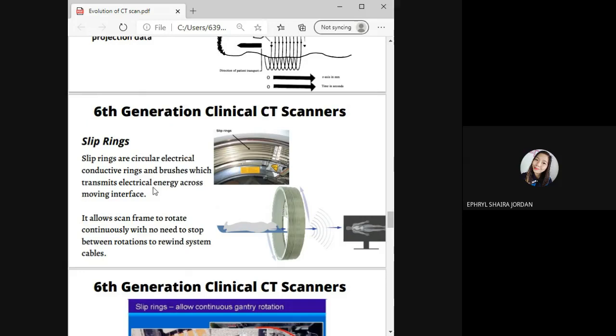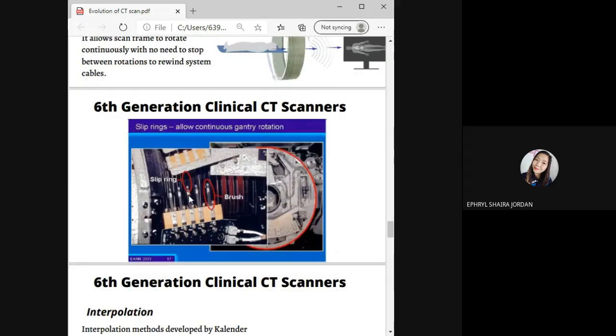They are using slip rings to power up the system, itong nasa loob ng gantry. So, there's no need to worry about the cables. Yan. So, ito ang slip ring. Ito ang slip ring. So, ito ang brush. So, dyan lang nag-transmit ng electricity. Wala na siyang cables. So, it was made possible by slip rings. It was called slip rings kasi ito ang slip ring. Ito naman ang brush. Yan. And it allows continuous gantry rotation.